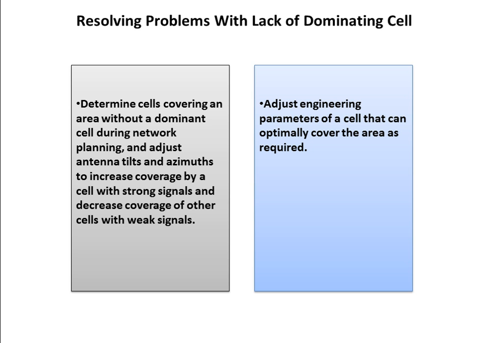So how to resolve the problems with the lack of dominating cell? First, determine the cells covering an area without a dominating cell. First, identify the areas with the help of a drive test, and try to adjust the antenna tilts and azimuth to increase the coverage by a cell with a strong signal and decrease the coverage of other cells. Here we can also try to do some adjustment of the logical parameters so that we are able to get better coverage.